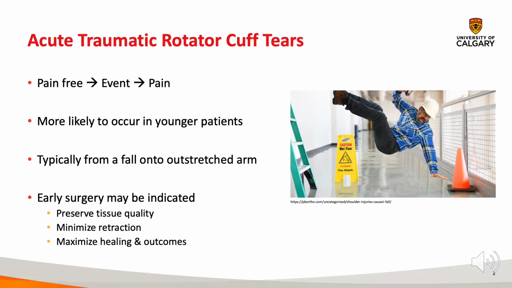The average age of patients in the traumatic cuff tear population is typically younger than that of the chronic tear population. The most common mechanism of injury is typically a fall onto an outstretched arm. And importantly, early surgery might be indicated for these patients in an effort to preserve tissue quality, minimize tendon retraction, and therefore maximize healing and ultimate outcomes.